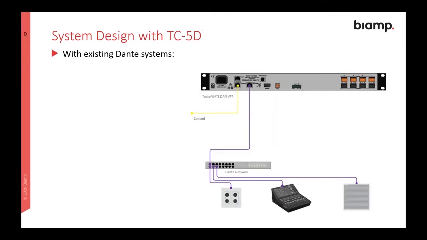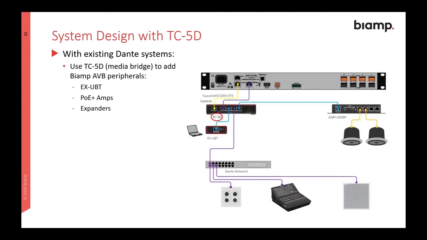Now we can also look at using TC5D in existing Dante systems. So as I said before, for fresh new designs, think of going all AVB and then adding a TC5D for Dante. But there can be situations where you have an existing system where previously it wasn't possible to take advantage of, let's say, the XUBT or the AVB amp, the PoE amp. Now you can do that. You can simply retrofit your existing Tesira Dante systems with a TC5D, and that will allow you to use all of our expanders. So XUBT, PoE plus amps, expanders.